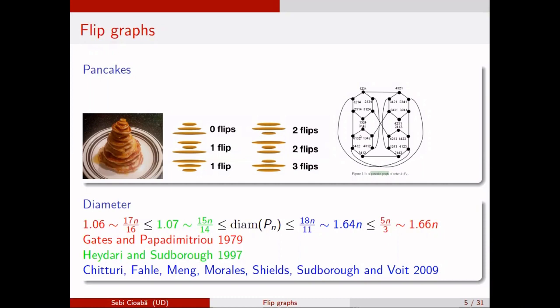So the lower bound was improved by Heydari and Sudborough to 15n/14. And the upper bound was improved by this long list of authors in 2009. But again, for general n, the value of the diameter of the pancake graph is not known.